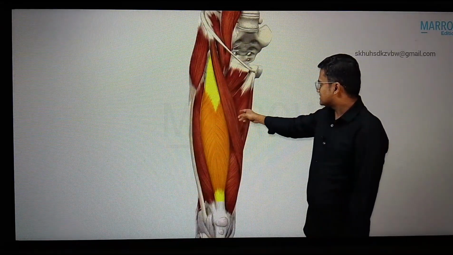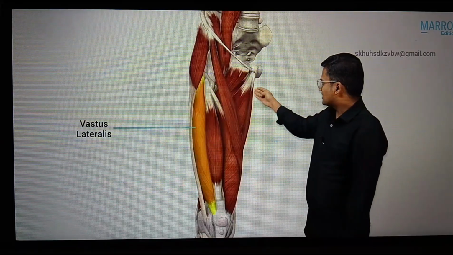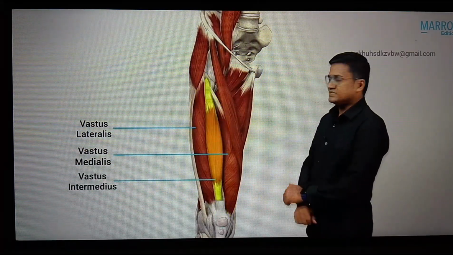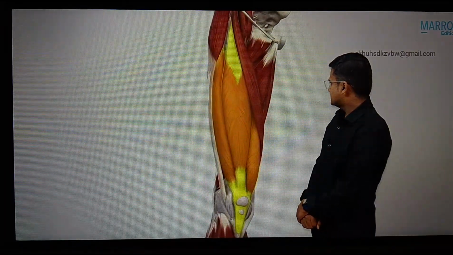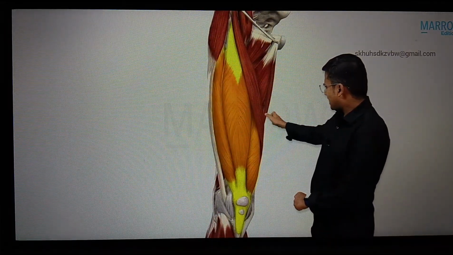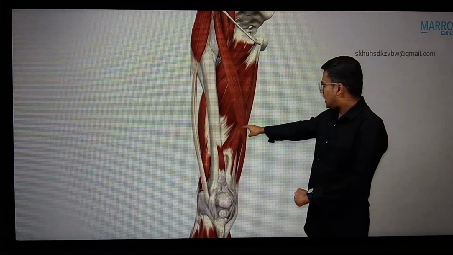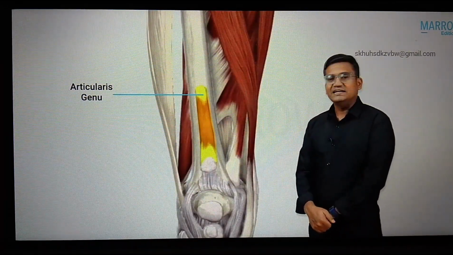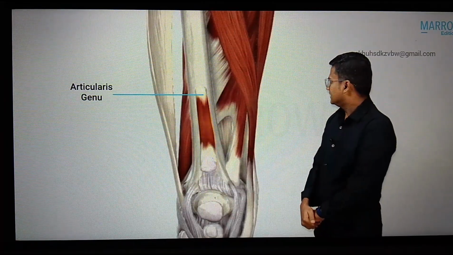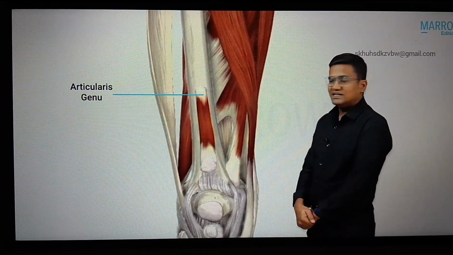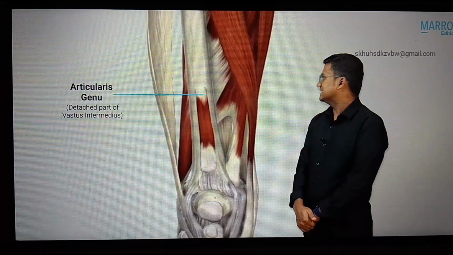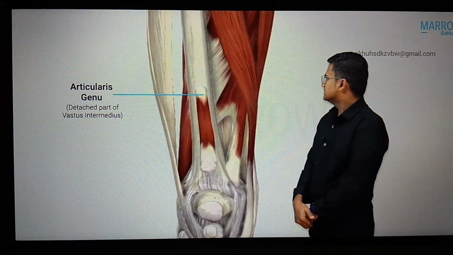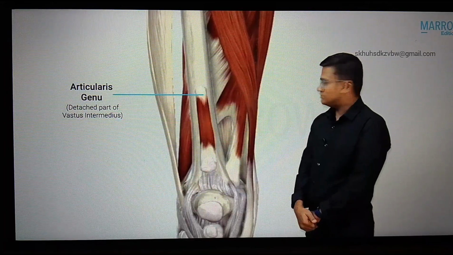Now, if you remove the rectus femoris muscle, then we see three vasti muscles: vastus medialis, vastus lateralis, and in between, vastus intermedius. Okay, the three vasti muscles. Now, we are seeing one small part. That part is called articularis genu, a small detached part of vastus intermedius. Old neat question. So articularis genu is nothing but a detached part of vastus intermedius muscle. Now, these are the muscles forming the quadriceps femoris muscle.